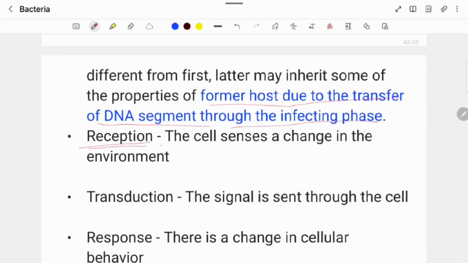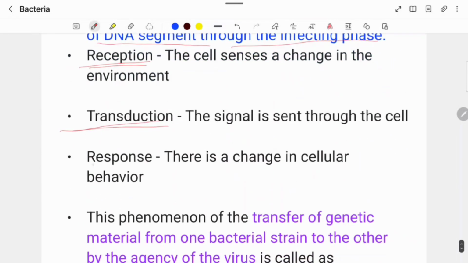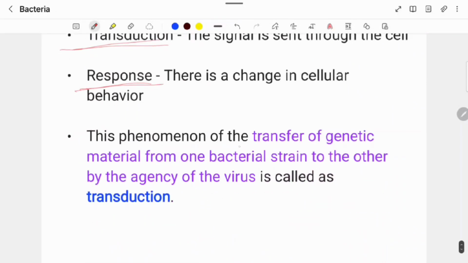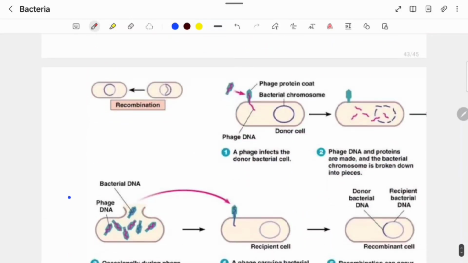What are the steps of transduction? Number one is reception. The cell senses a change in the environment. Number two, transduction. The signal is sent through the cell. Third step, response. There is a change in cellular behavior. This phenomenon of the transfer of genetic material from one bacterial strain to the other by the agency of virus is called transduction.